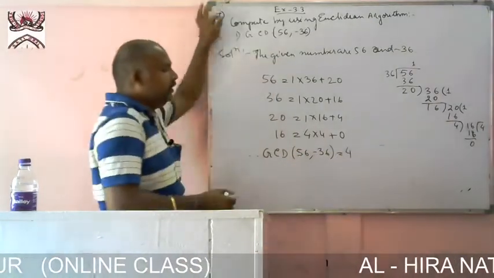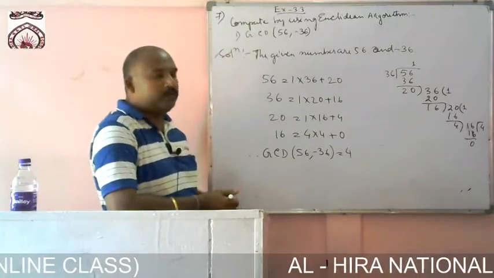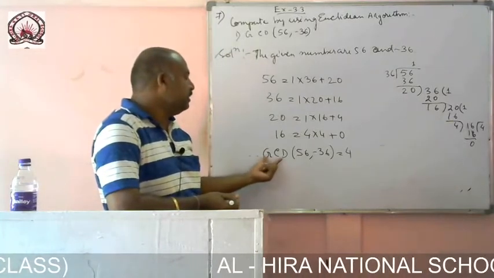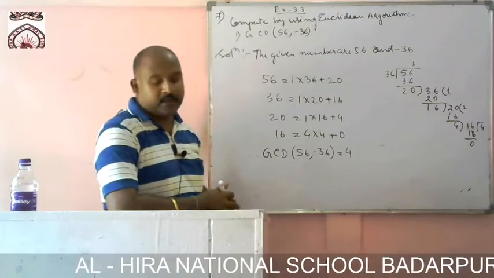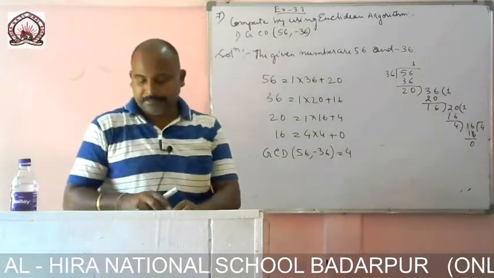So what we are getting by the Euclidean algorithm, the GCD of 56 and minus 36 is equal to how much? Equal to 4. Clear?